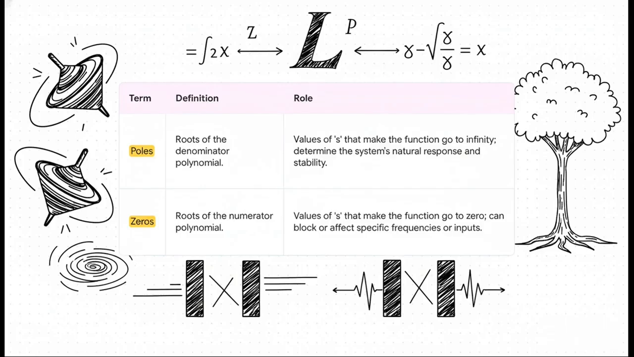Then you have zeros. They're the values that make the top part, the numerator, go to zero. They can do things like block certain frequencies or change how the system responds to different inputs.